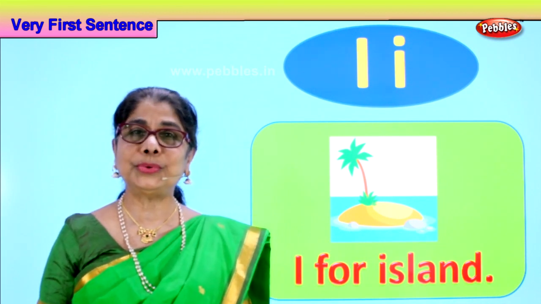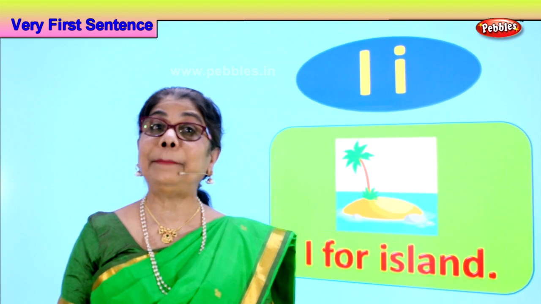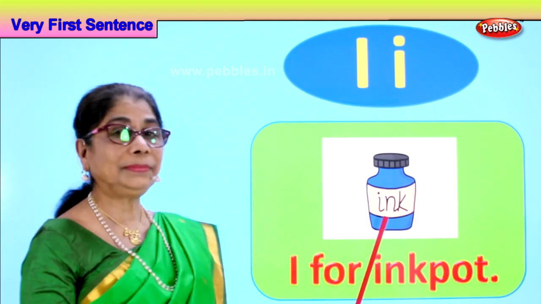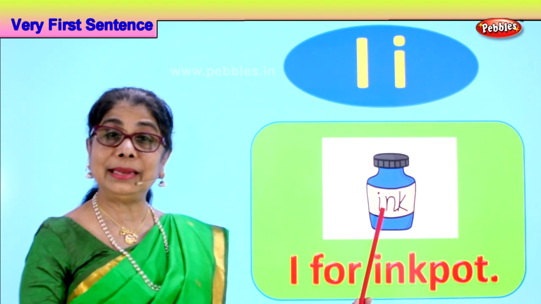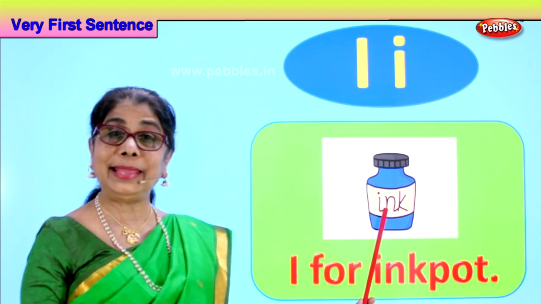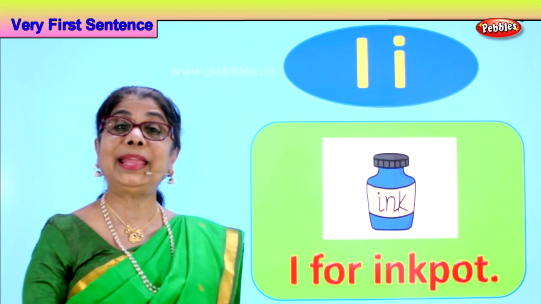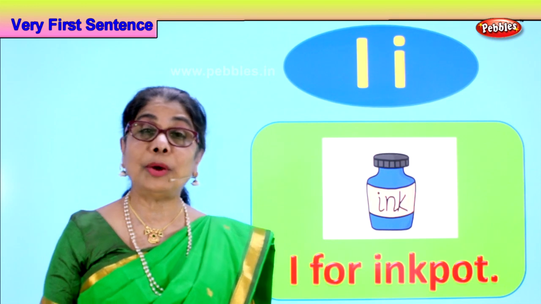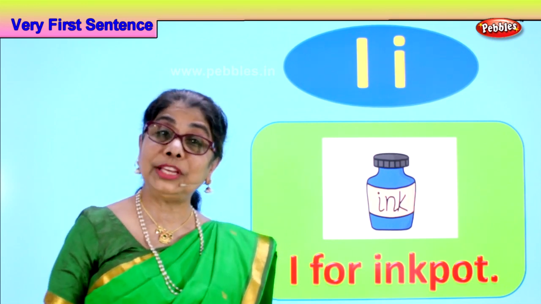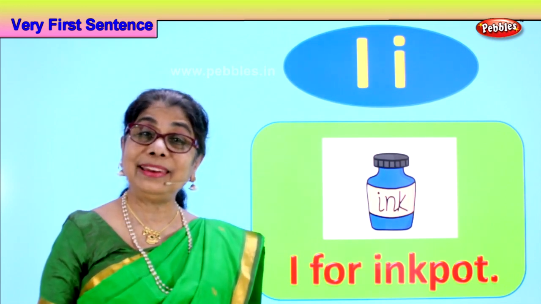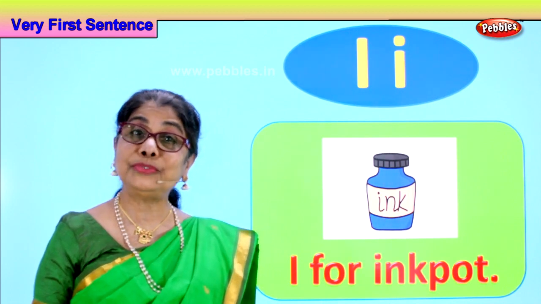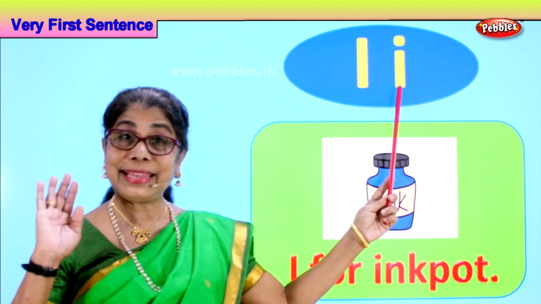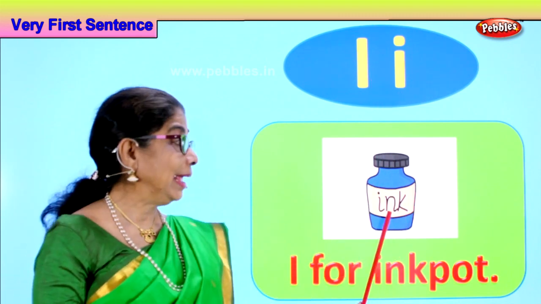Now let's go to another picture that begins with letter I. What do we see here? A bottle, a tiny little bottle, or you call it ink pot. A bottle with ink. Who uses ink, children? Your daddy, your mommy, then your teacher. Take a pen, fill it up with ink and use for writing. Letter I, sound is E, and here is an ink pot.